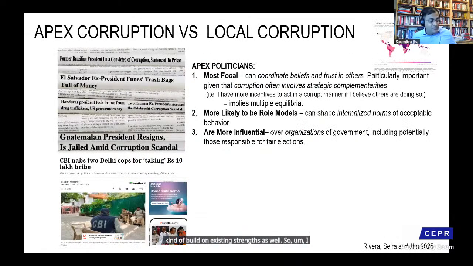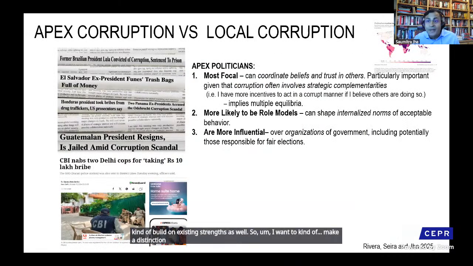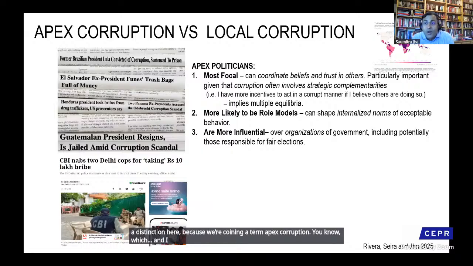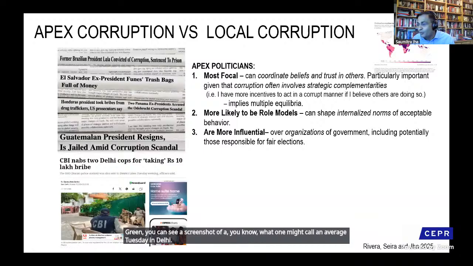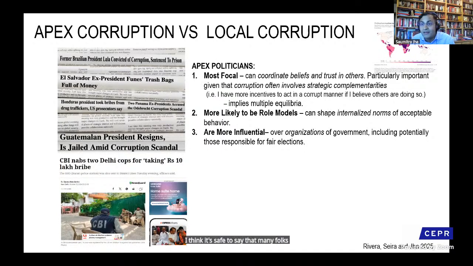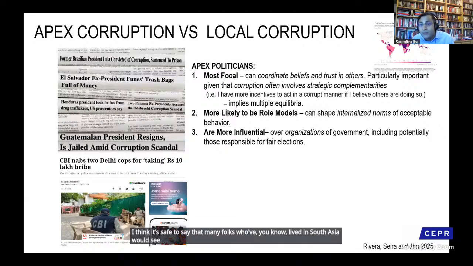So I want to make a distinction here because we're coining a term, apex corruption, and I want to make clear why I think this distinction from local corruption is important. So this is a screenshot. In the bottom left of the screen, you can see a screenshot of what one might call an average Tuesday in Delhi. The Central Bureau of Investigation in India nabbed 2 Delhi policemen for taking 10 lakhs, or about 1 million rupees, in bribes. Now, I think it's safe to say that many folks who've lived in South Asia would see this and hardly bat an eyelid. I mean, this happens quite a lot.